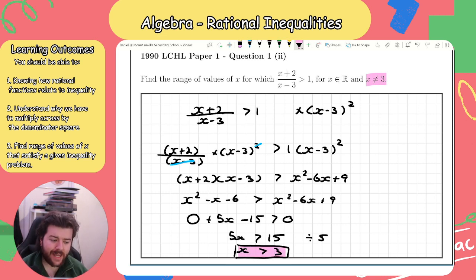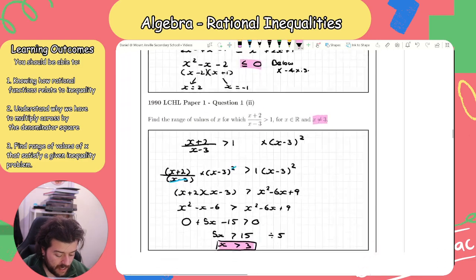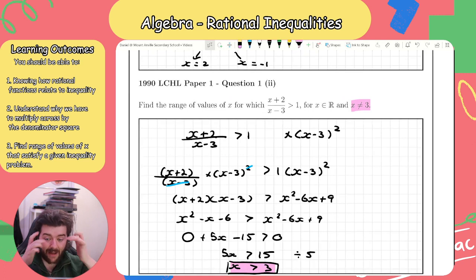What a nice one to end on to revise linear inequalities. Right, so again, same thing, right? Can't really get more complicated than that, really.